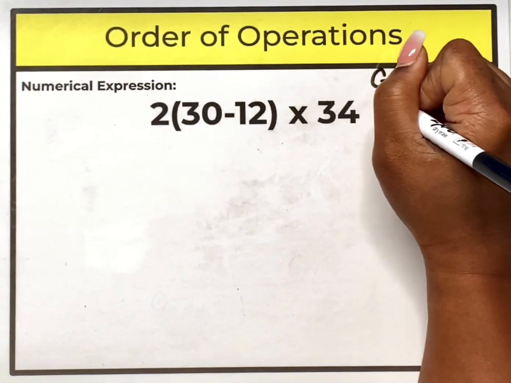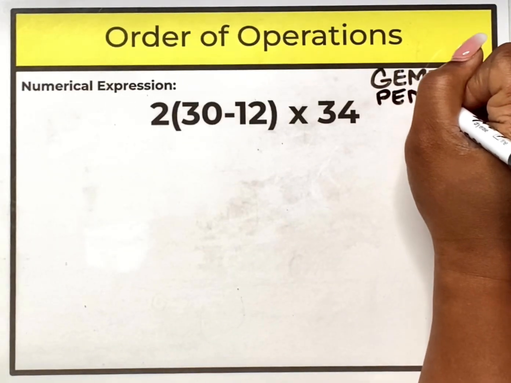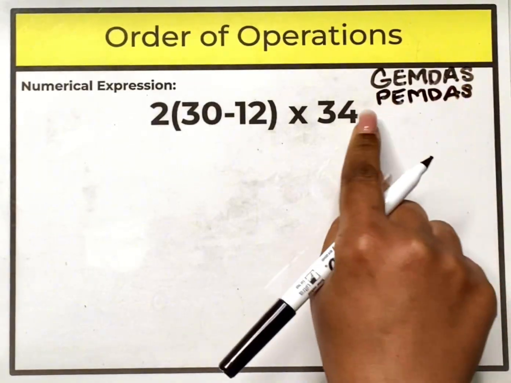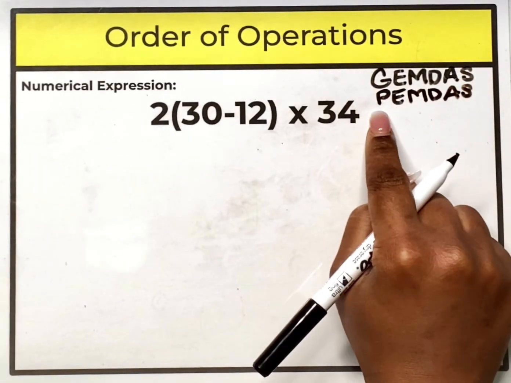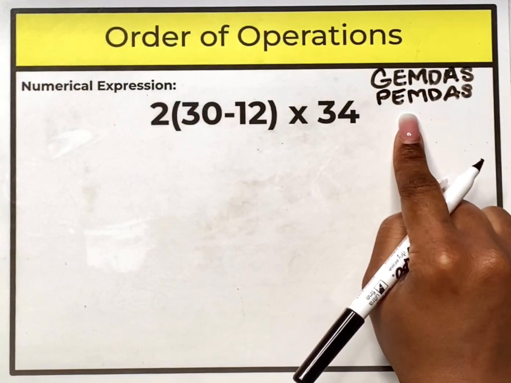Or PEMDAS. PEMDAS is the exact same thing, except the G that stands for grouping symbols actually means P for parentheses. But it's the same order of operations.